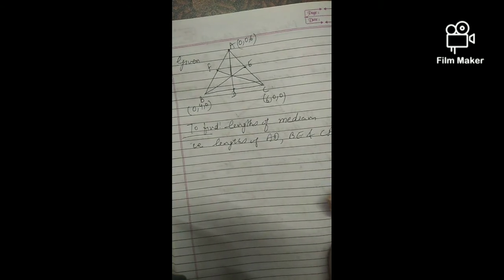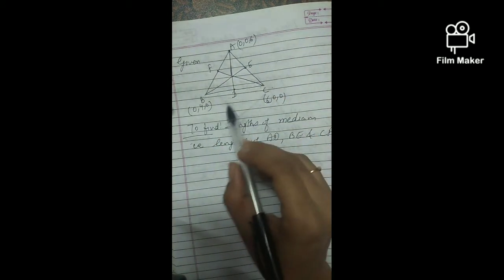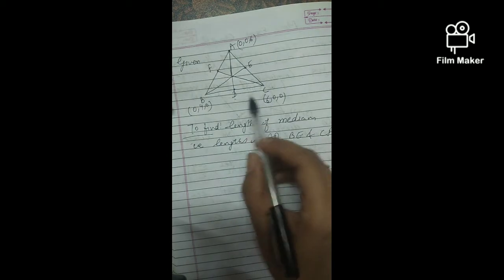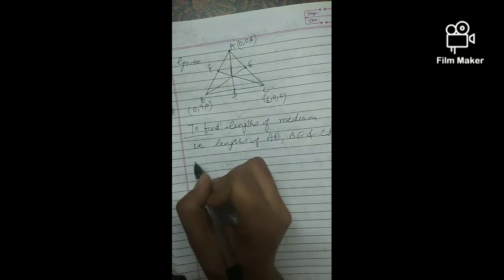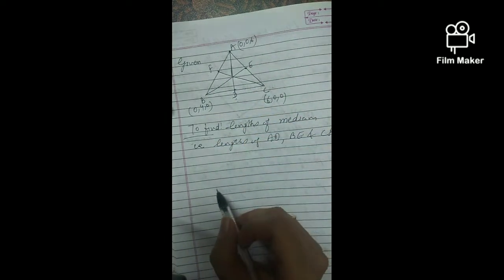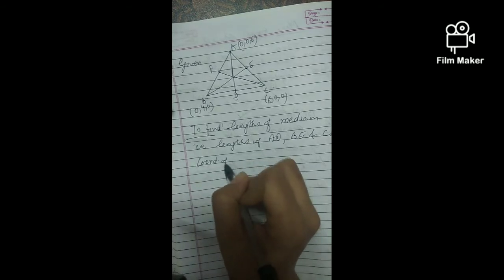We have the distance formula between 2 points, and if D is the midpoint of BC, by the section formula, that means by the midpoint formula, we can easily calculate the coordinates of D. So I will do one part, and the remaining 2 parts you people can do. So first of all, write down the coordinates of D.